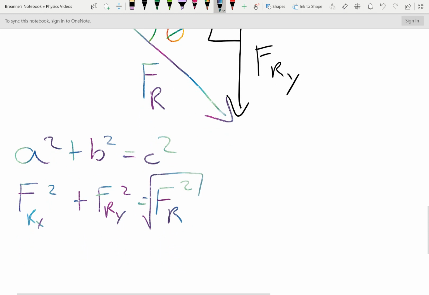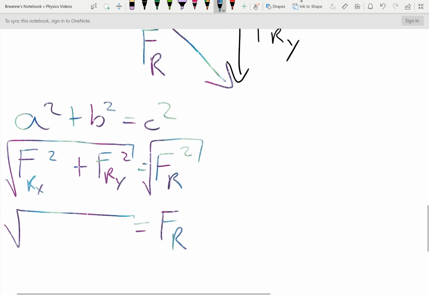To get rid of the square, you square root both sides. You do FR equals the square root of FRx squared plus your FRy squared. And you would solve for that.